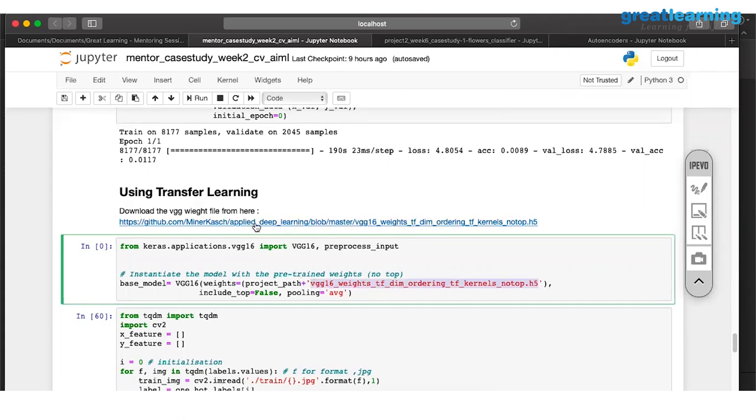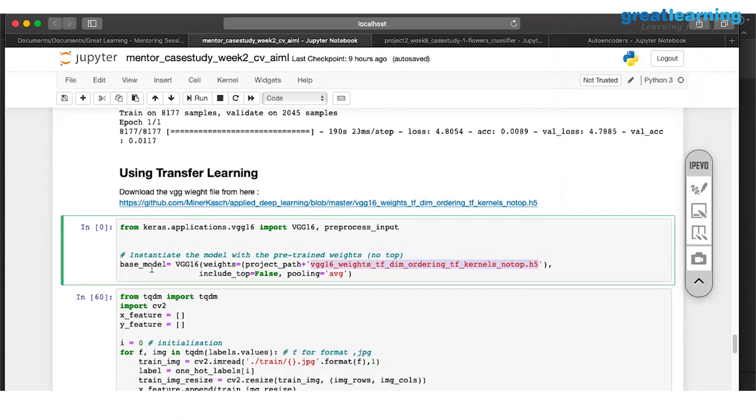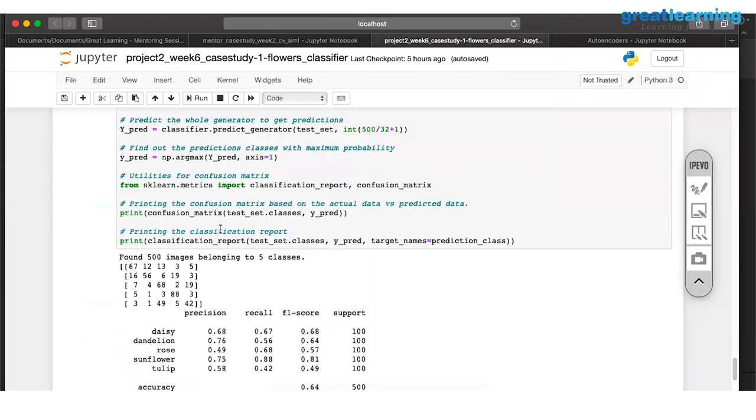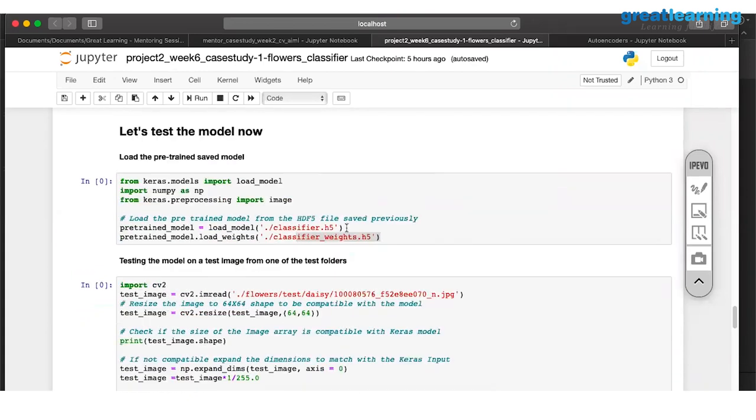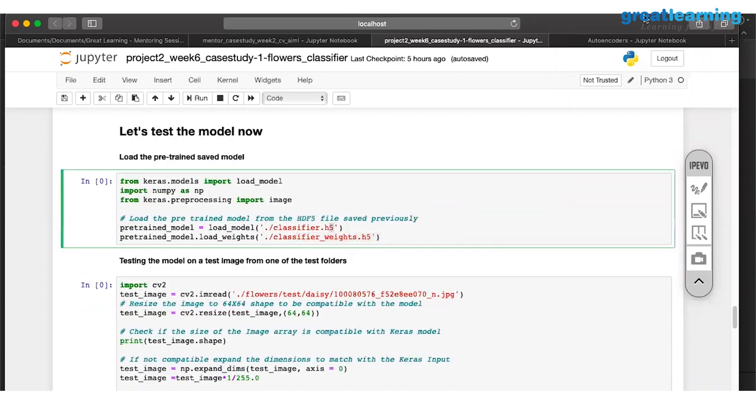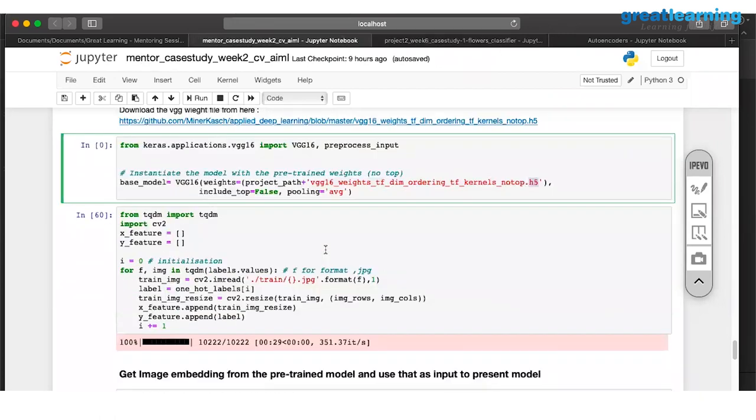Either you can download it from here and give the reference over here, or I can put it in my local directory and give a reference like this, whatever you wish. So I'm saying this is my new base model, and these are nothing but VGG 16 weights. Here you define the location of your H5 file from where you are getting them. If you observe the format of this file and the format of our file, they are exactly the same. So basically, this format is used to store these.